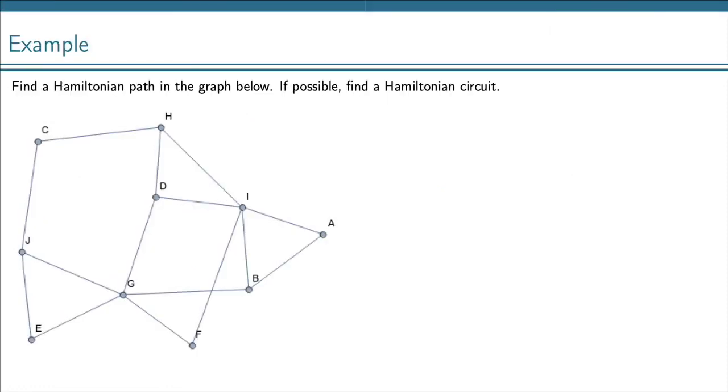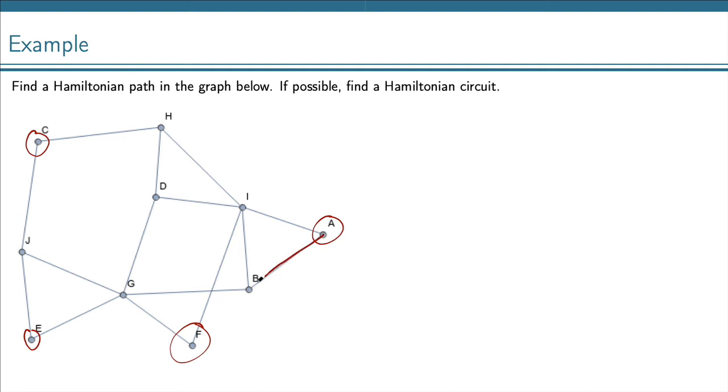Let's try this one here. Find a Hamiltonian path in the graph below. Again, Hamiltonian paths are usually pretty straightforward to find, but not always. I'm going to actually start with the Hamiltonian circuit, because we have a very clear technique for finding that. So everything with a degree 2, I'm going to go ahead and circle them. That's degree 2, that's degree 2, that's degree 2, and that's degree 2. Those are my degree 2 vertices.